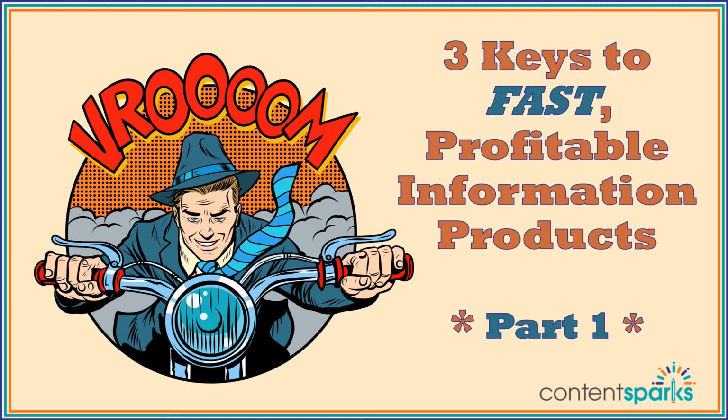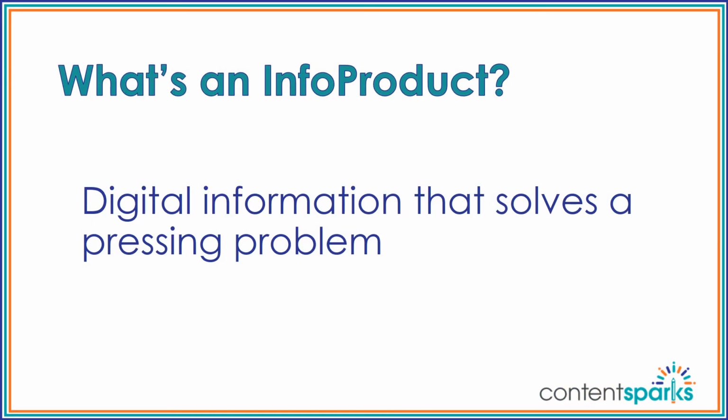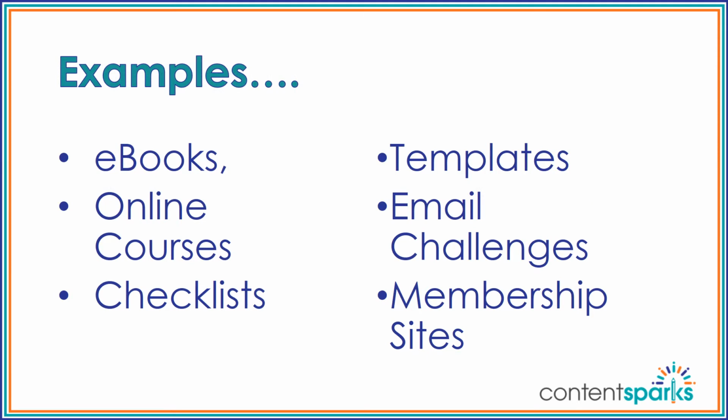But first, let's look at what an info product is and why you'd want to create these digital solutions in the first place. So what is an info product? Well, an info product is digital information that solves a pressing problem. So examples include things like ebooks, online courses, checklists, templates, email challenges, membership sites, really typically things that you would sell online, often as downloads.